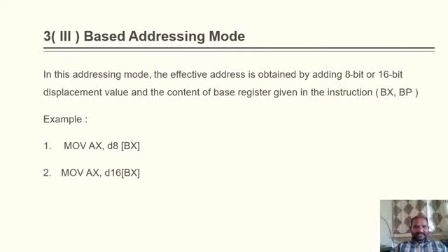Okay, now. In this example, an 8-bit displacement value is added with the BX content, and finally it forms the offset address. From that offset address in the data segment, the value is going to be stored inside the AX register. Here, instead of the 8-bit content, we can have a 16-bit displacement value added with BX, and the result specifies the offset address. That offset address belongs to the data segment, and from there the data is stored inside the AX register.